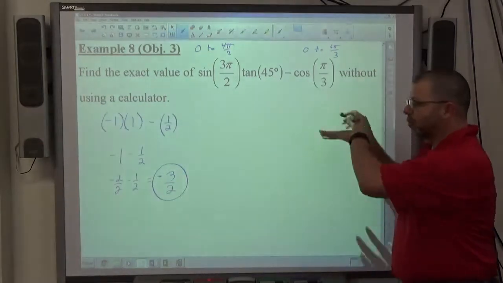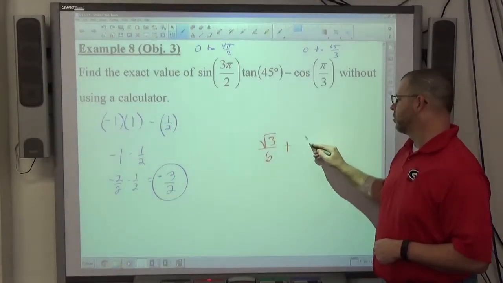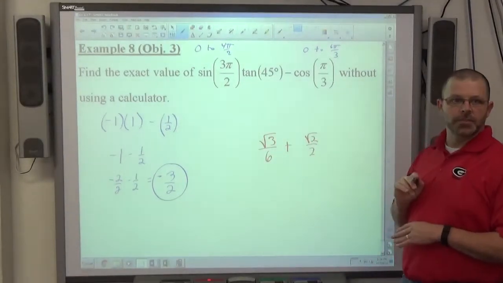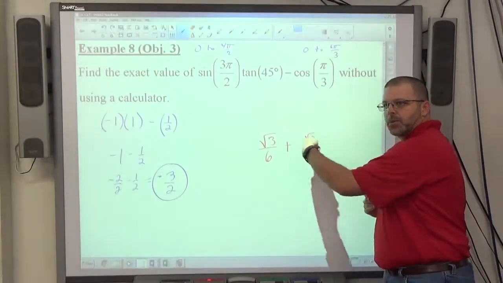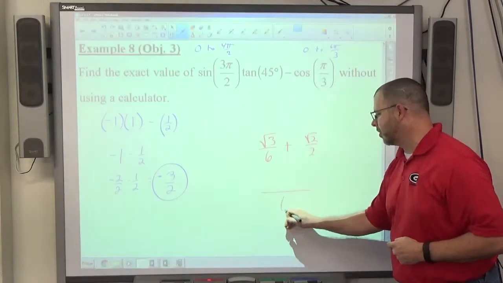Suppose you do all this work and you end up getting an answer like this, the square root of 3 over 6 plus the square root of 2 over 2. Let's say that's what you get as an answer. I can't add the square root of 3 and the square root of 2 together, right? But I can combine it into one fraction. So common denominator is 6.